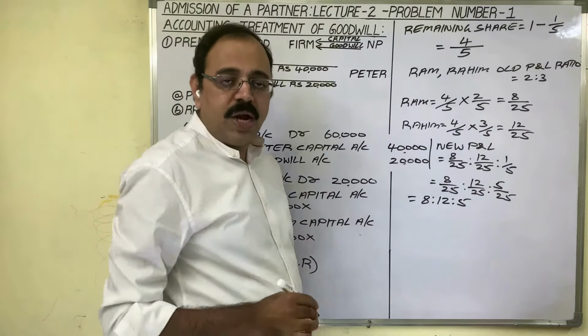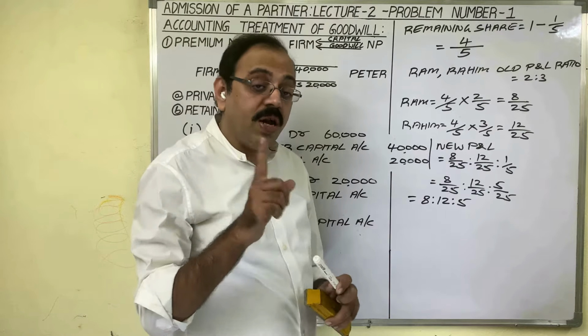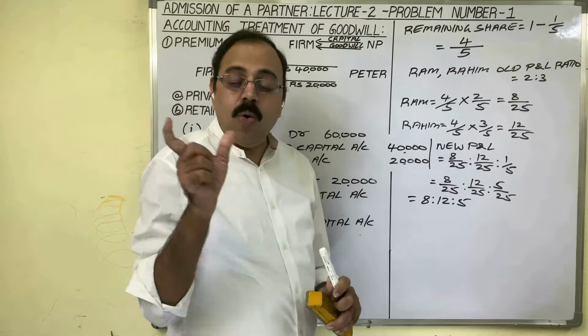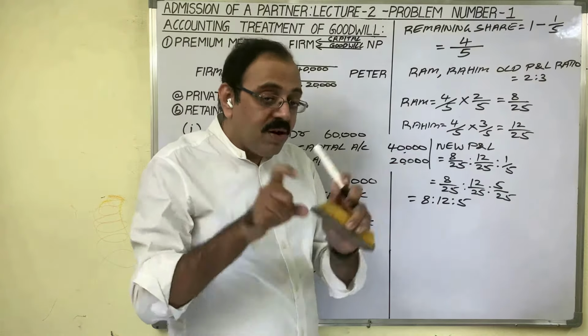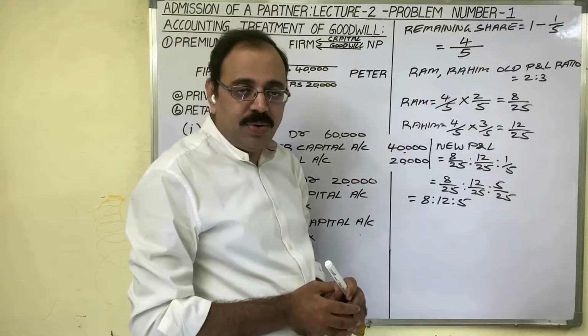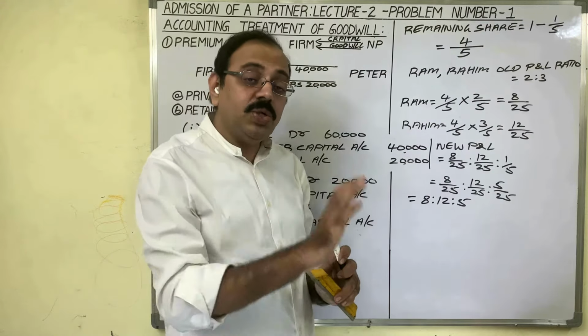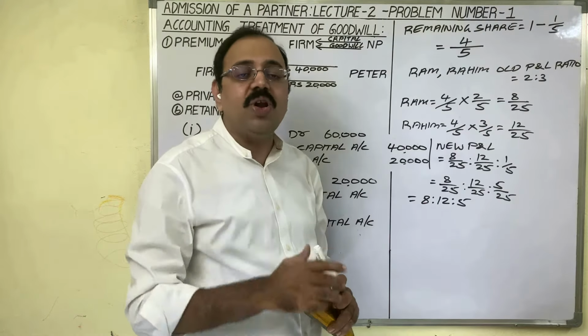Only numerators should be written. Now, what I want to confirm here: when the new ratio is not given in the question, then the old ratio and sacrificing ratio will both be the same. So, to confirm that, I need the new ratio. That is why I calculated the new ratio. Then let us see why this old ratio and sacrificing ratio will be the same if the new ratio is not given in the question.